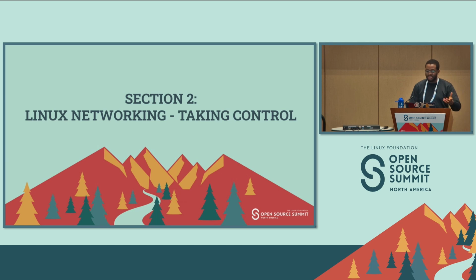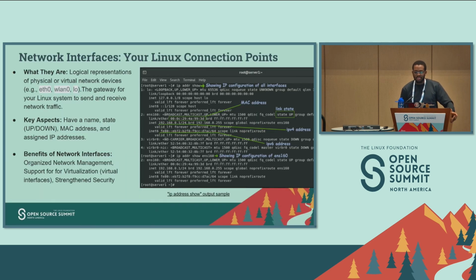Now to talk about how we configure this in Linux, we use network interfaces, which are logical representations of the physical or virtual network devices. Like I mentioned, we have the NICs. So we now have network interfaces, which at a basic level are a one-to-one mapping. But when you talk about virtualization, it supports a one-to-many mapping, where in your server you can have one physical network interface card mapped to multiple virtual interfaces.